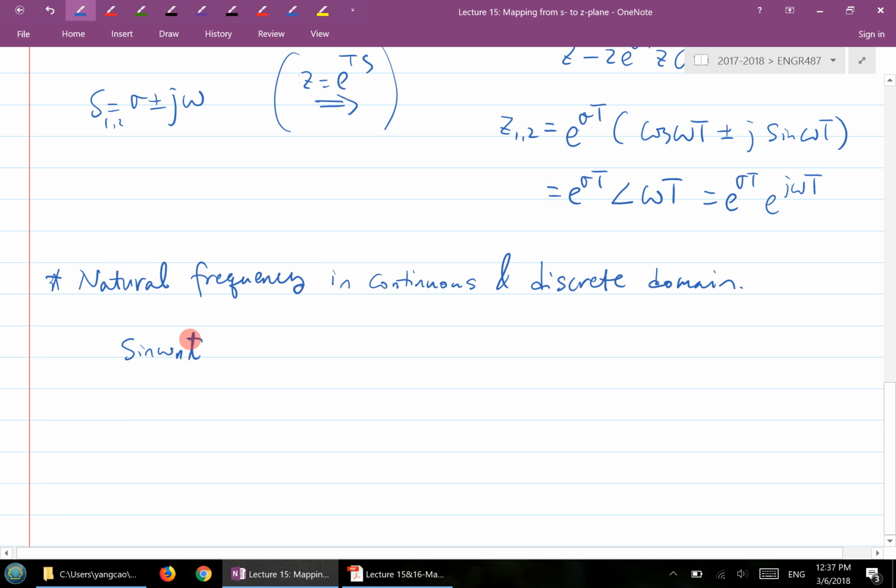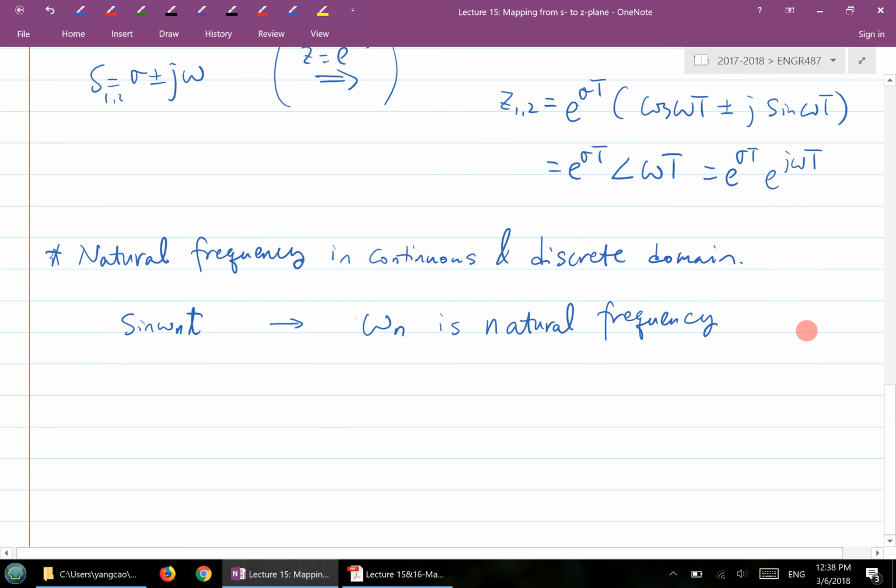Let's say I have a sinusoidal curve written as sine omega n t. This is continuous, and you can plot it. It's a sinusoidal curve with a frequency omega n. So omega n here is what we call the natural frequency. That's the frequency of the oscillation.